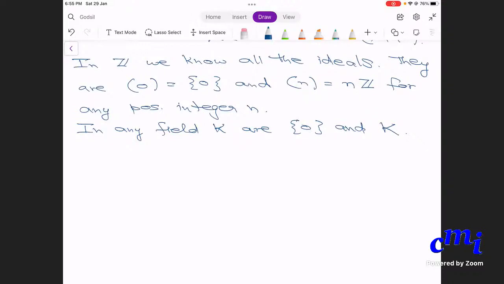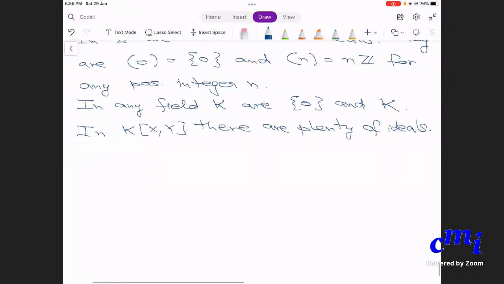So what about ideals in some of the other rings? In K[x,y], for example, there are plenty of ideals. I'll just give you some examples. One class of ideals in K[x,y] is called monomial ideals.